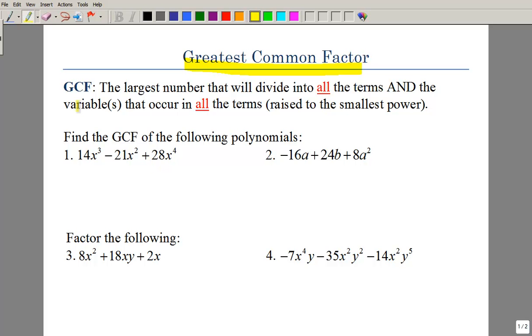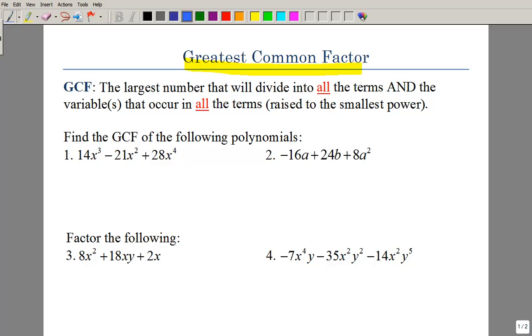However, we also want to look at all the variables that occur in all the terms. So again, we have x's in all of these, but then we look at the powers. We have an x cubed, x squared, x to the fourth. And so the GCF for the variables would be the one that's raised to the smallest power. That's how many they have in common. They would all have x squared, or x times x, in common.